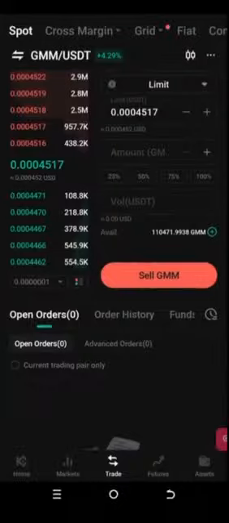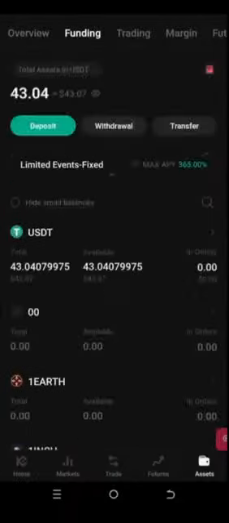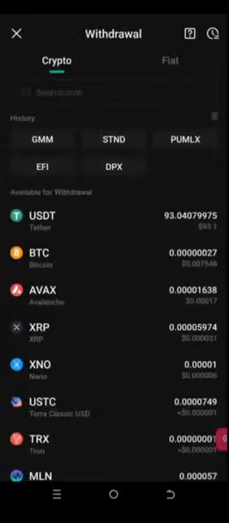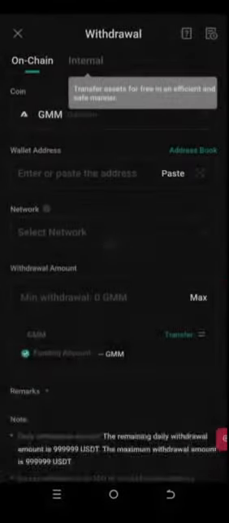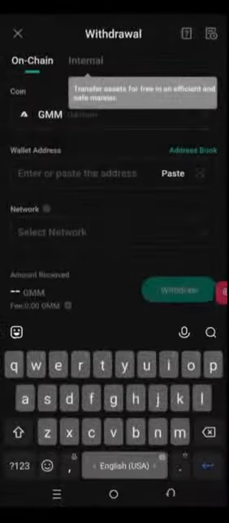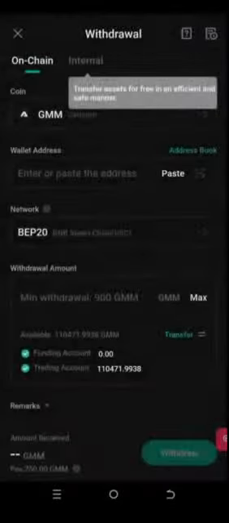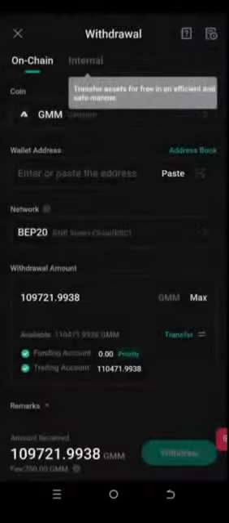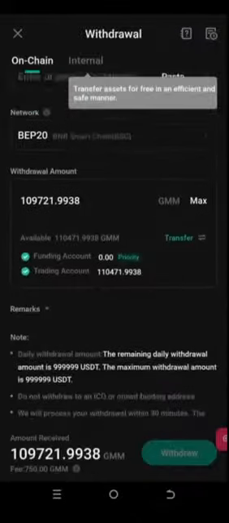So let's go and get all the details we need. We're just going to go over to our funding, and then we just withdraw. So what we have now is that we're going to withdraw GMM. We're selecting the network, which is what? BEP20. Okay, and the max. Good, so it has already deducted its own fee. So let's go over and put in all the other details.